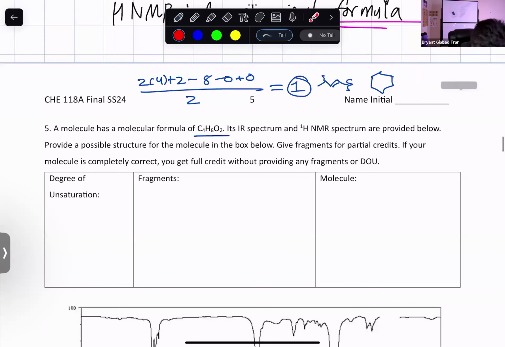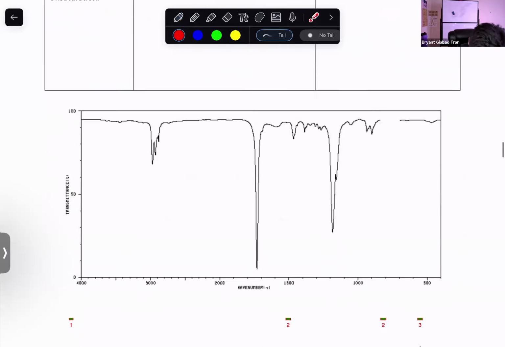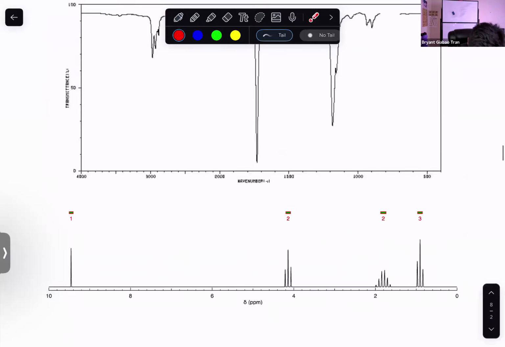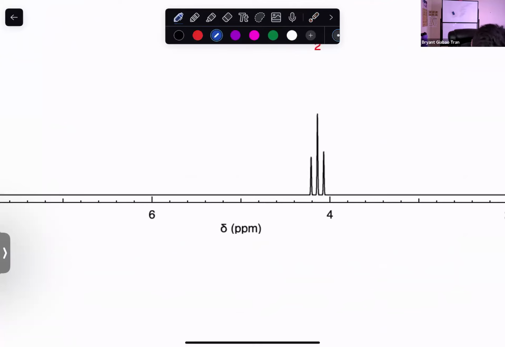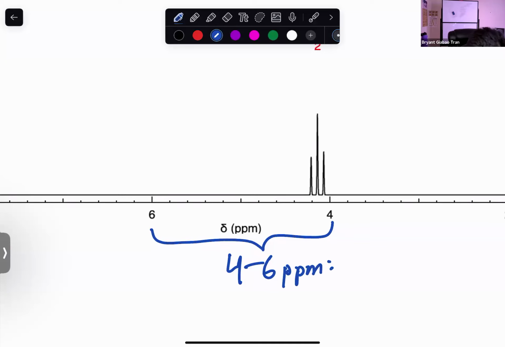Right? And because I know we have 1 DOU, I'm going to jump straight into the HNMR. Right here, and I see the 4 to 6 ppm range is the alkene range, right? With the hydrogen, like that.